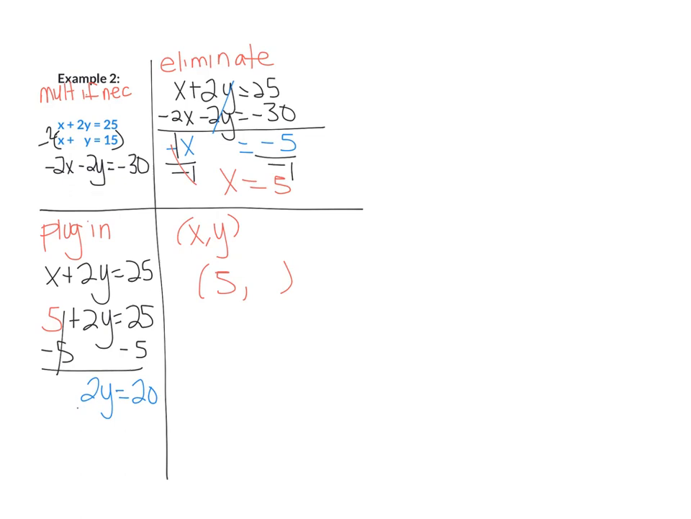Now I'm going to go ahead and divide both sides by 2. 2 divided by 2 will cancel out. I'll be left with y equals 20 divided by 2 will give me 10. So my answer is 5, 10.